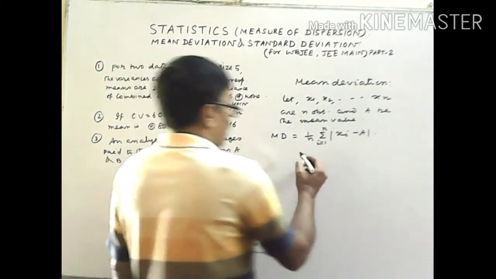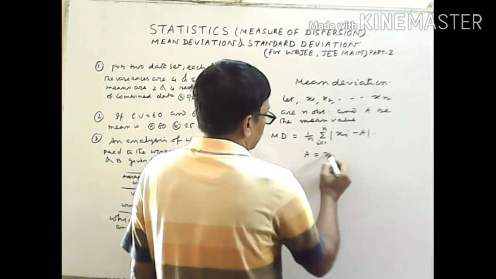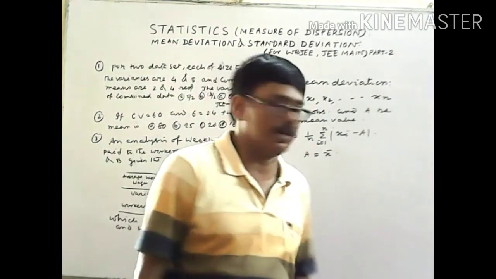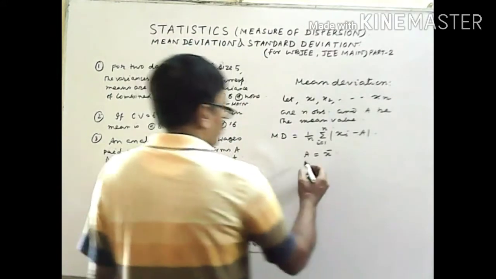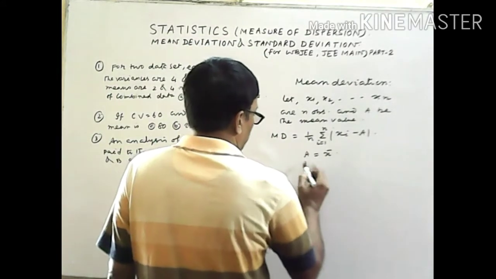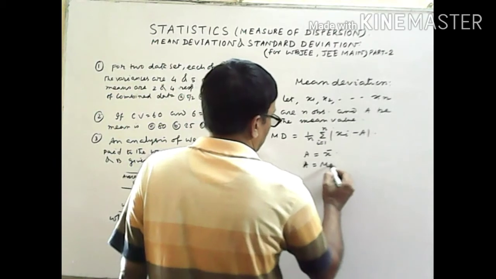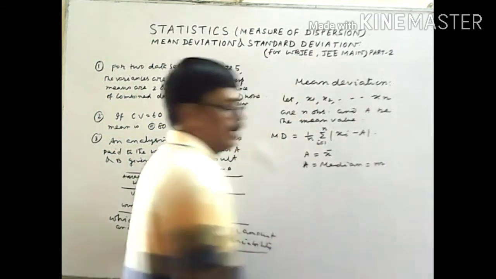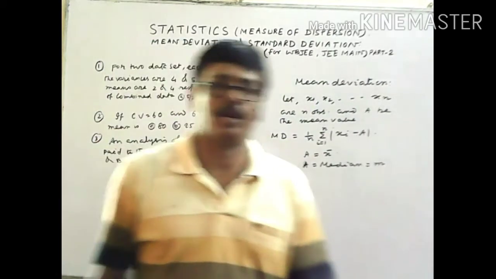So, if A equals x bar, then it is mean deviation from mean. If A equals median, then it is mean deviation from median.